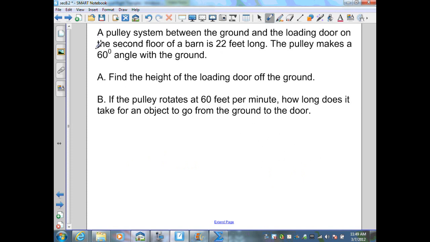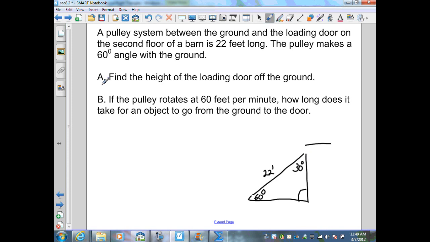On the last example, a pulley system between the ground and the loading door on the second floor of a barn is 22 feet long. The pulley makes a 60-degree angle with the ground. Here I have a barn. Here's the door. And I have a pulley system going from the ground to the door. That pulley system is 22 feet long. And I know that the pulley makes a 60-degree angle with the ground. And assuming that the barn is perpendicular to the ground, I know that I have a right angle. Therefore, I know by the triangle sum theorem, I have a 30, 60, 90 degree triangle.